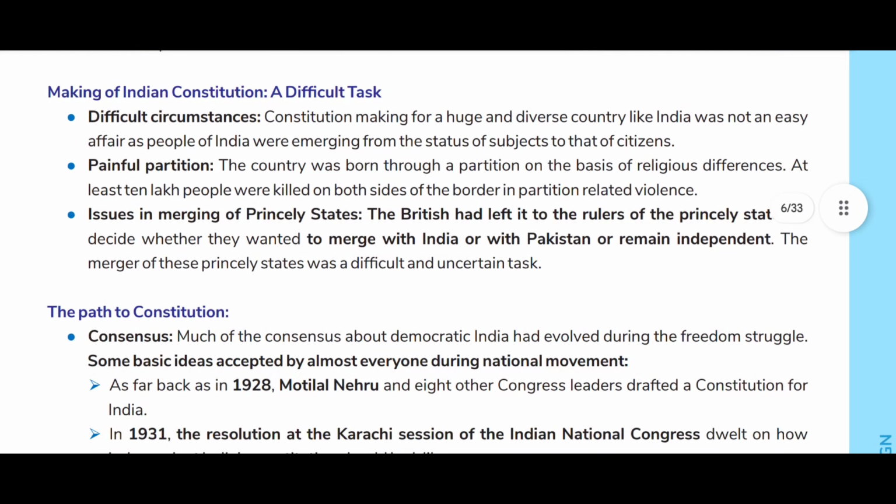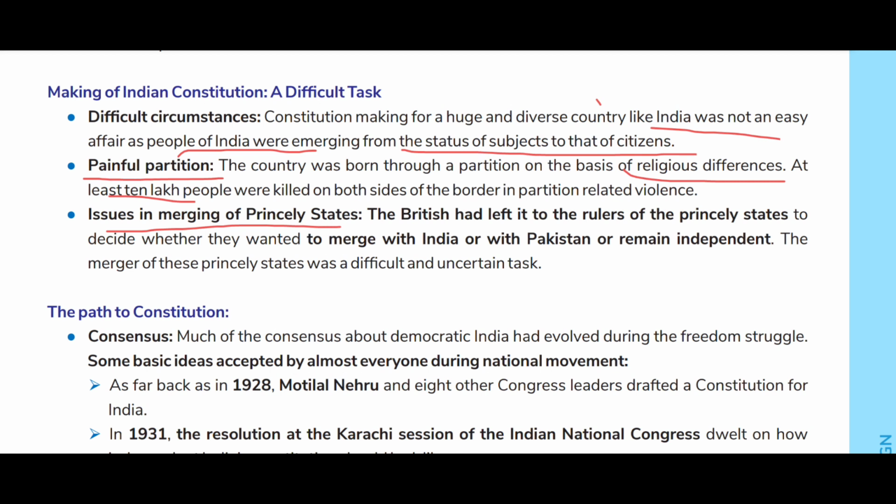Making of the Indian Constitution was a difficult task. Difficult circumstances: constitution making for a huge and diverse country like India was not an easy affair, as people of India were emerging from the status of subjects to that of citizens. Painful partition: the country was born through a partition on the basis of religious differences. At least 10 lakh people were killed on both sides of the border in partition-related violence.